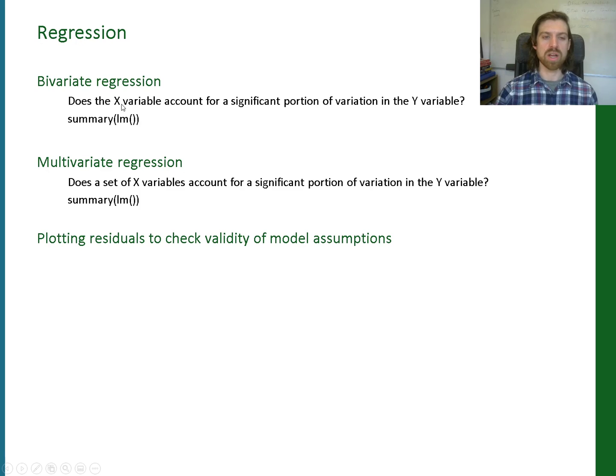Regression, bivariate regression. So does a variable x actually account for a significant proportion of an output variable, dependent variable y? And also, can we introduce more than one predictor variable into that type of approach? So a multivariate regression approach, and we will cover this in the laboratory session, which is next. The important thing, obviously, is to be able to plot the residuals and check whether we're actually meeting the assumptions required for these regression approaches.